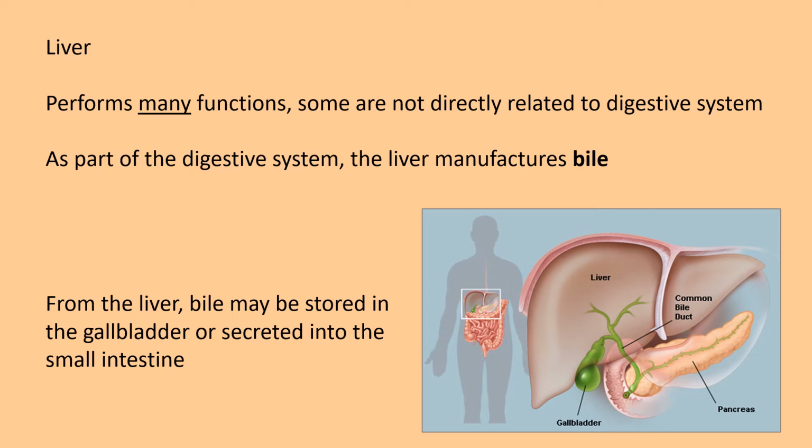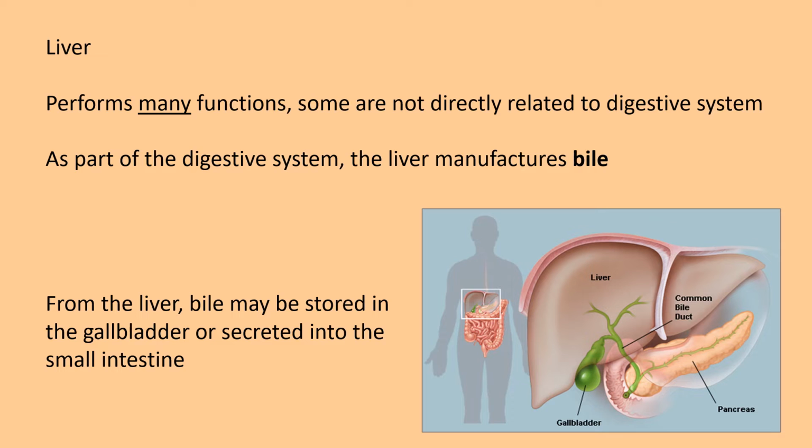The liver performs many, many different functions, and it contributes to your overall homeostasis in numerous ways. We're in the digestive system now, and so obviously we're going to focus on the liver's contribution to the digestive system. And that contribution is to manufacture bile and to deliver that bile into the duodenum.